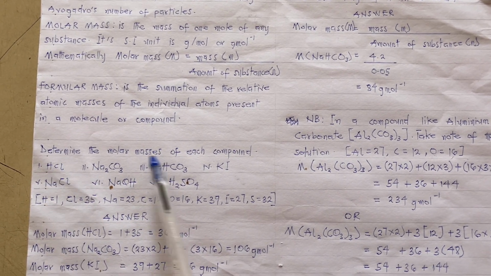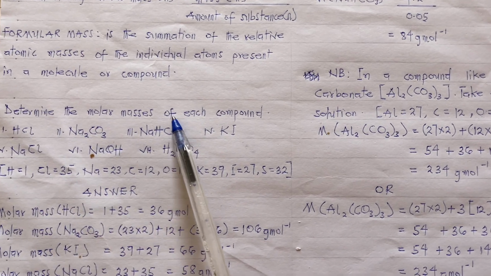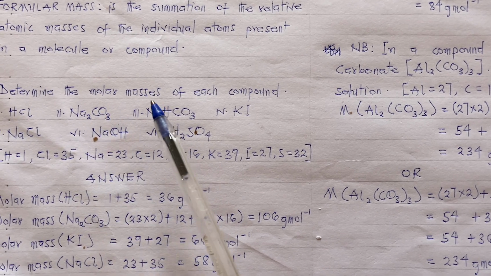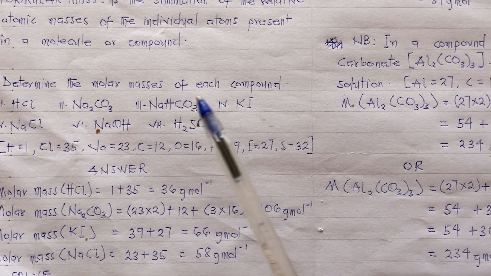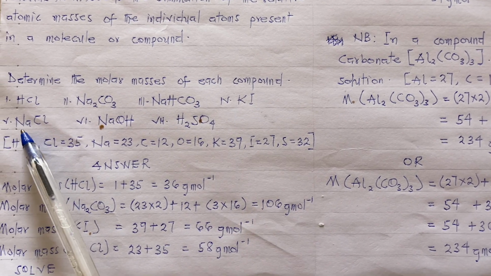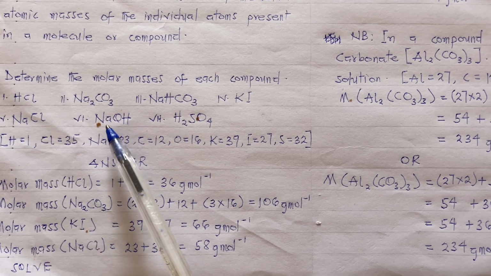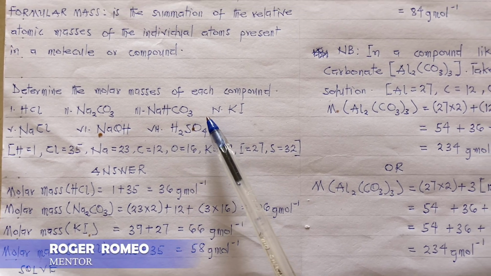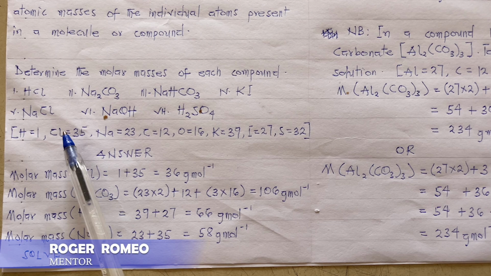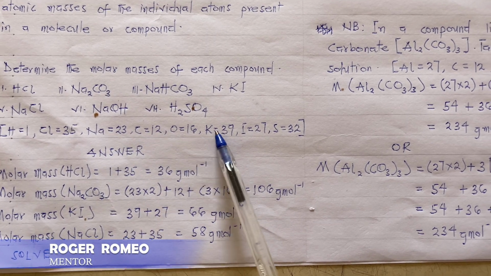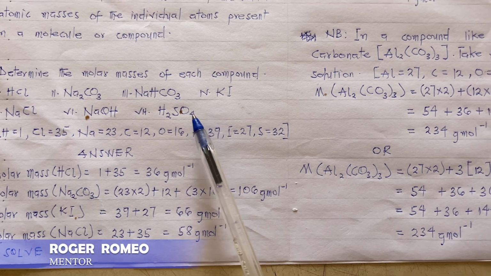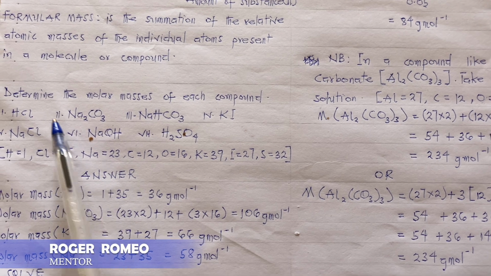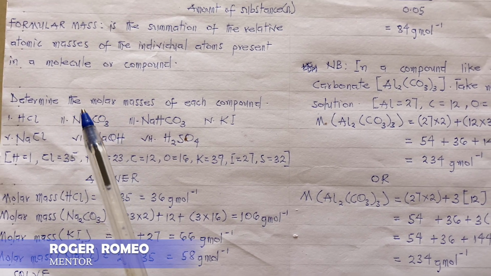Now, let us look at a question here. Determine the molar mass of each compound. We have HCl, Na2CO3, NaHCO3, KI, NaCl, NaOH, and H2SO4. And they give us the relative atomic masses of the individual elements. So we are going to use the concept of formula mass to determine our molar mass in these cases. Let's see how we can do it.